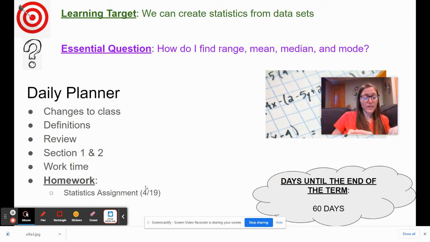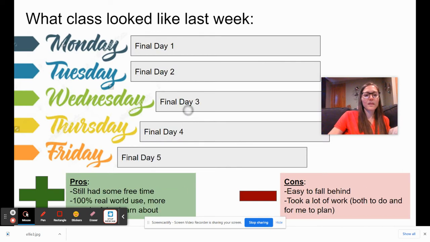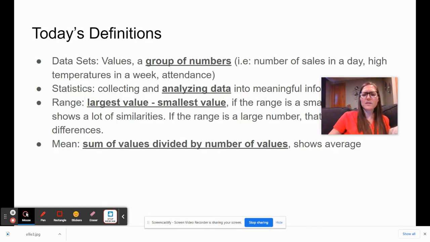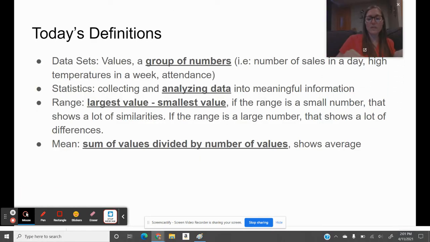Just a reminder that that statistic assignment will be due a week from today, which would be April 19th. And you guys have 60 more days left until the end of the term, which really just means 60 more days until summer break. All right, so here are some definitions that'll help you out with our little statistics unit.